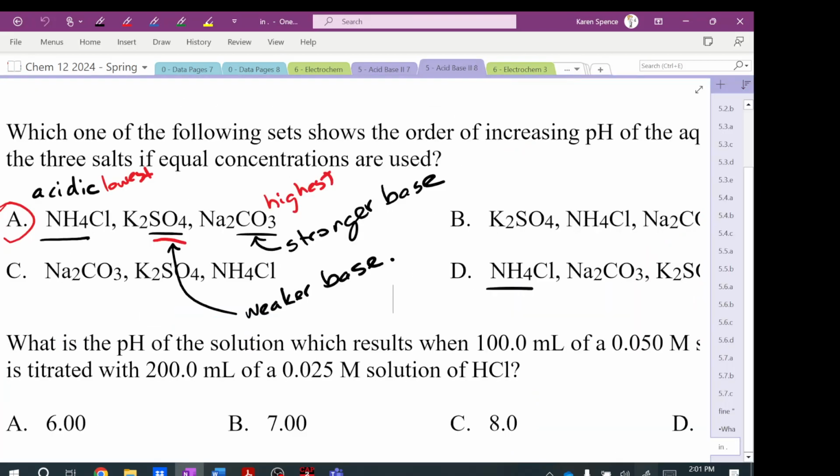And oh, look at this. This is what I wrote for my other block. I went back to the wrong block, but we have the highest because CO3 2- is a stronger base, and SO4 is a weaker base, so our answer is A. Yes, 20.